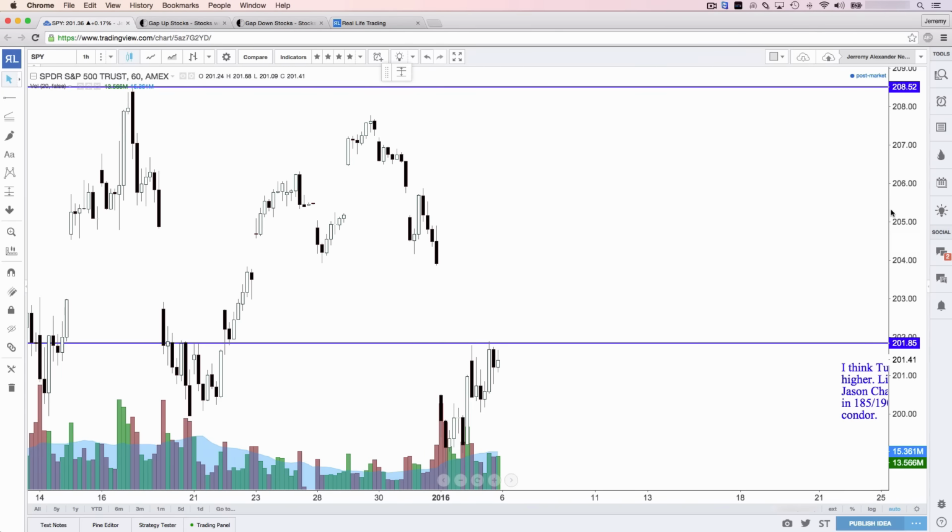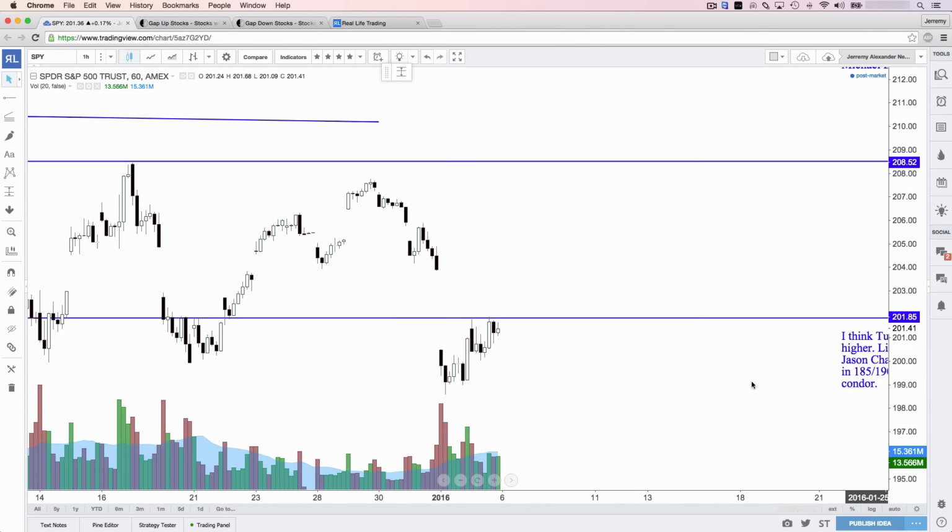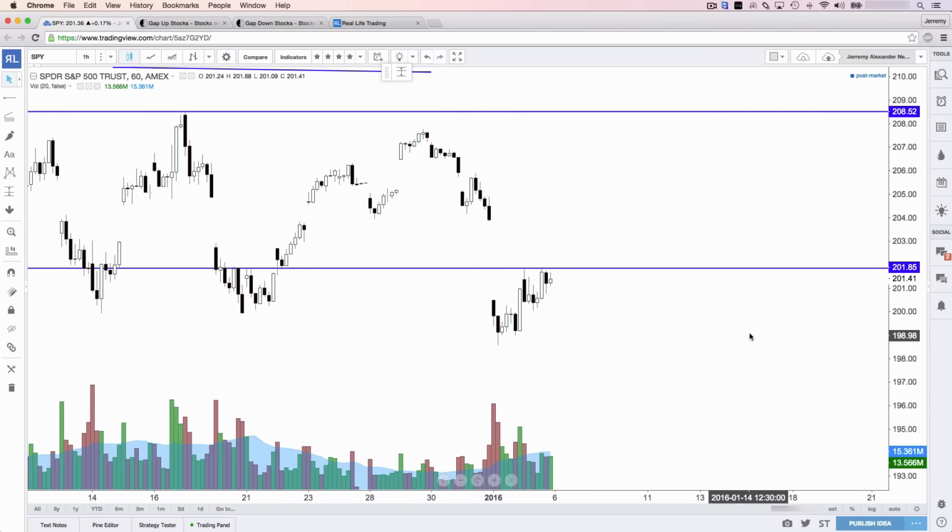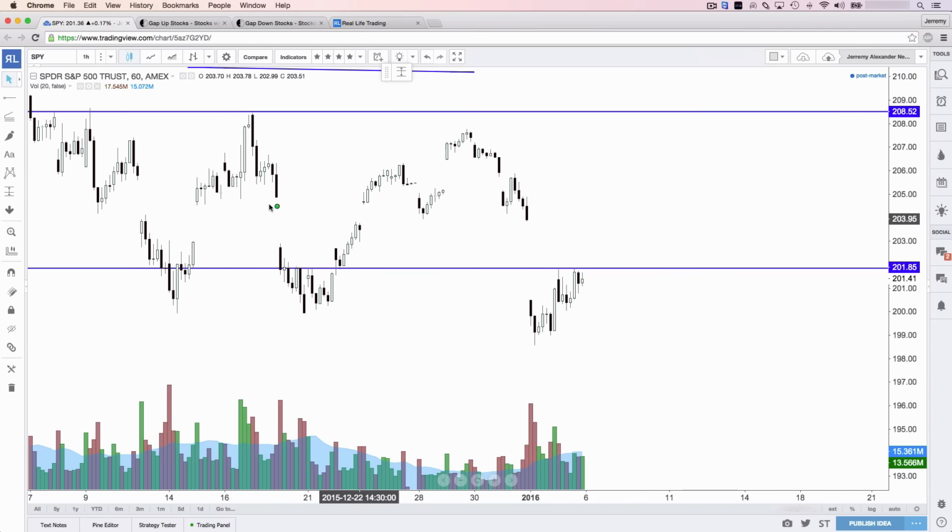Let's use this same analysis on SPY. So here's the SPY, and here is again the hourly chart. So notice, let's use it kind of back in the day. Black candle, gaps down. So it's a retest gap. Okay, it's a retest gap.